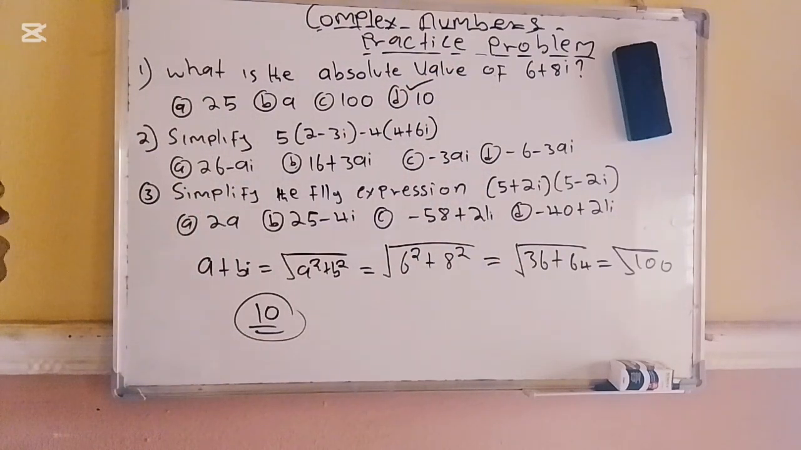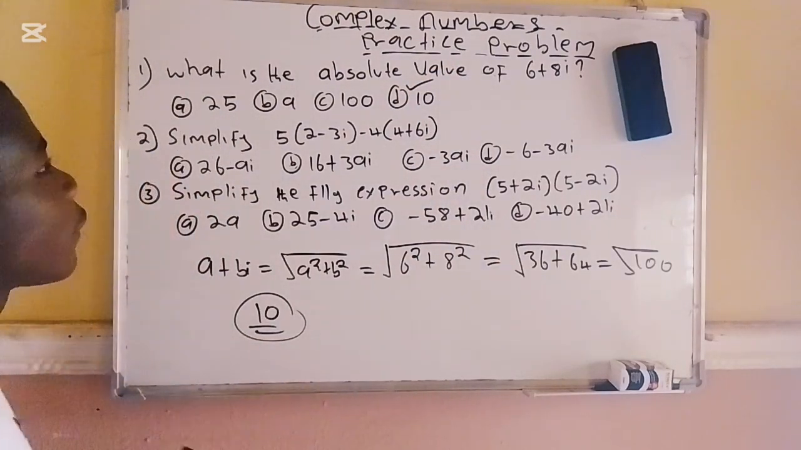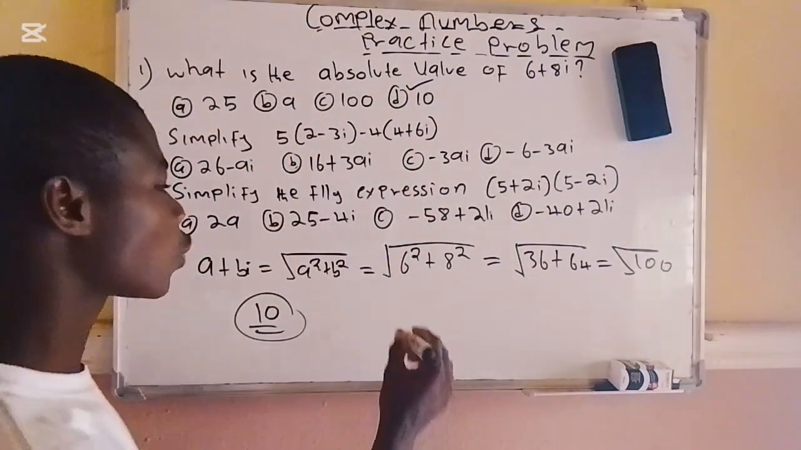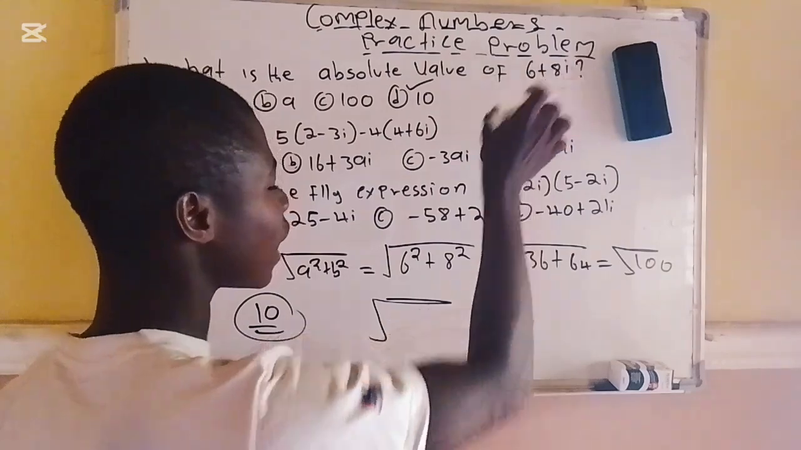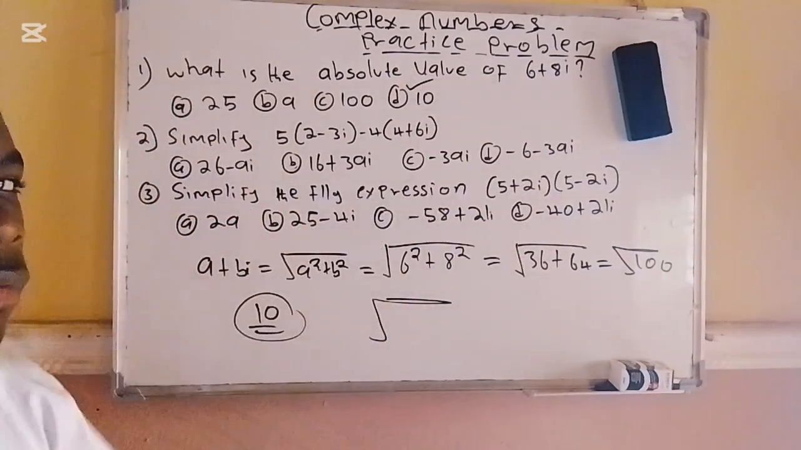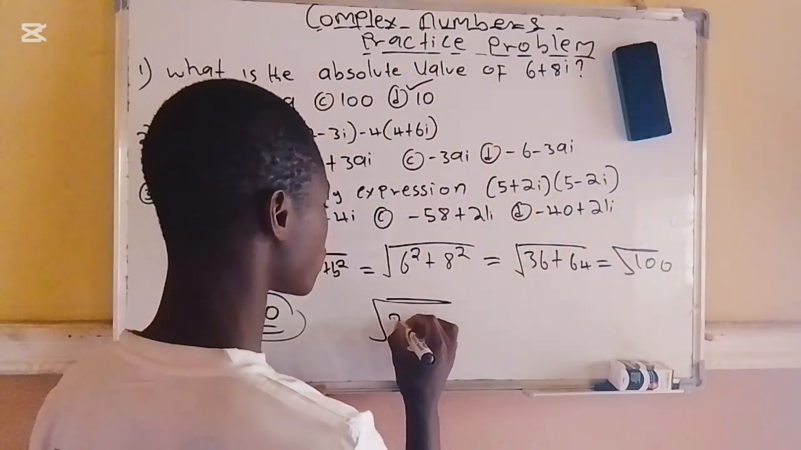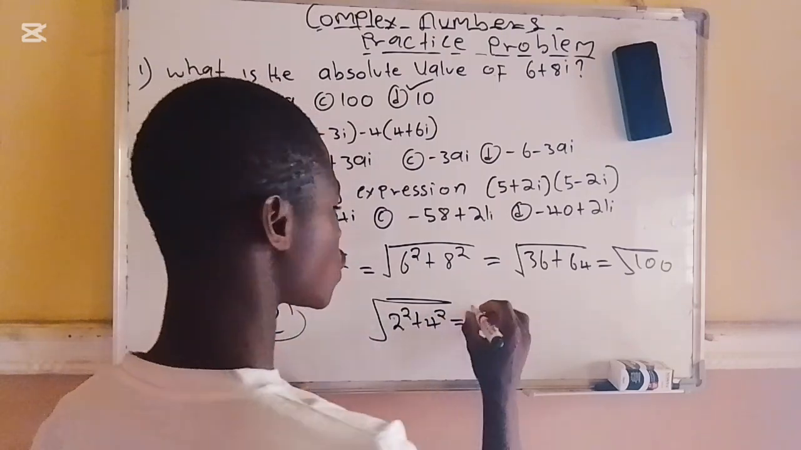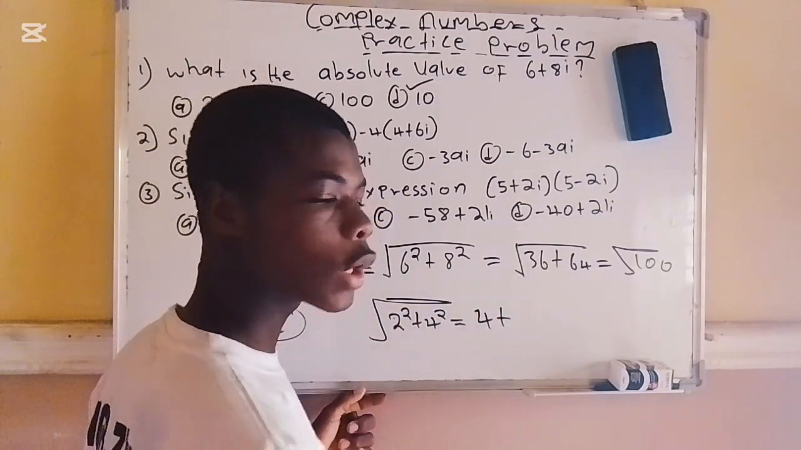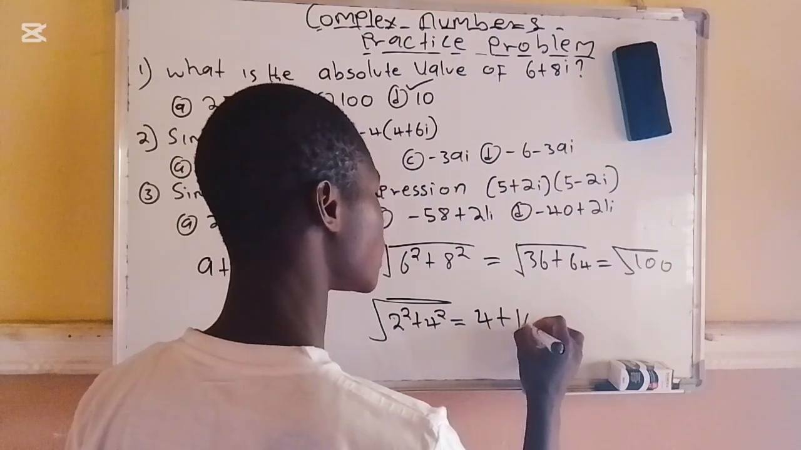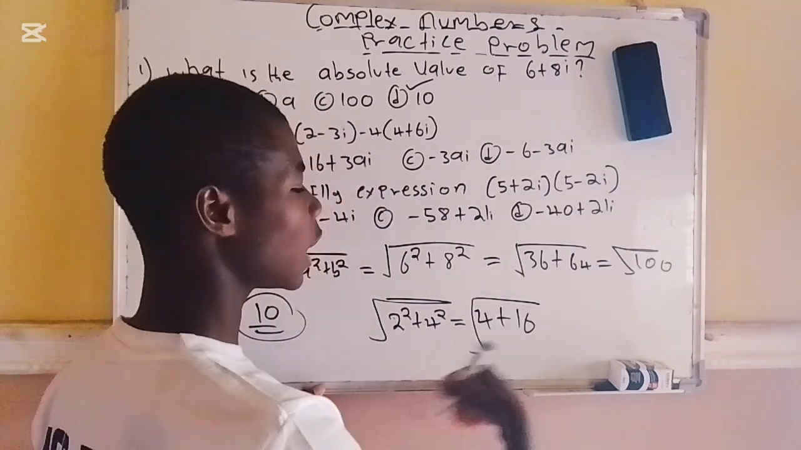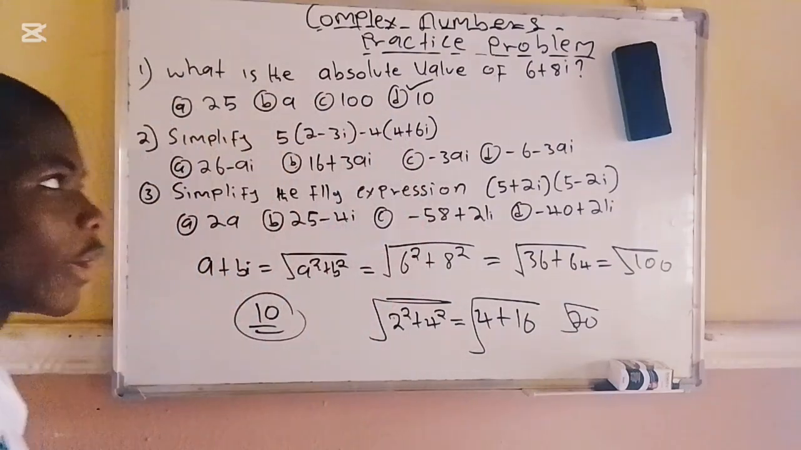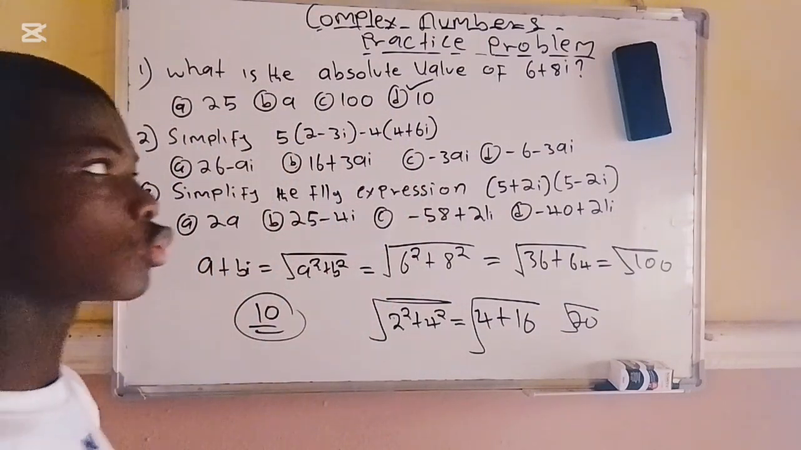So therefore, let's see the second question. But for the first question, if we are asked to find the absolute value, we are just going to take the square root of the values that we are given. So first we are given 2 and 4. We say 2 squared plus 4 squared. 2 squared is 4, plus 4 squared, which is 16. If you add them, you get 20. So the square root of 20 is the absolute value.